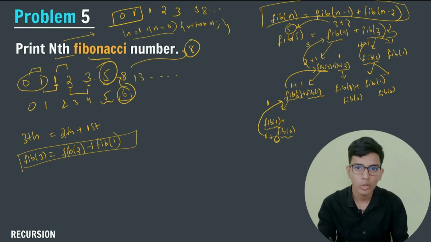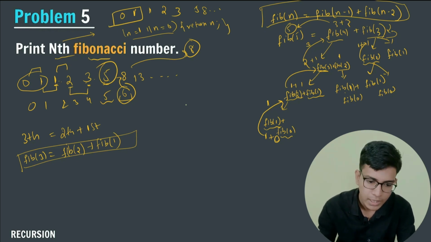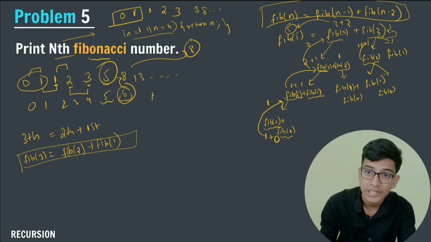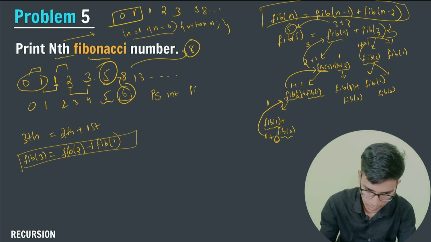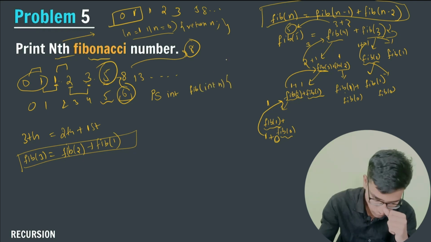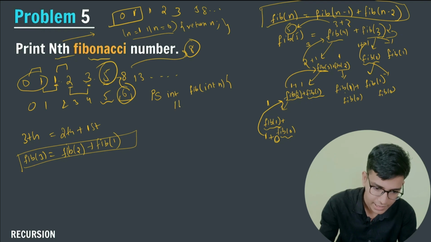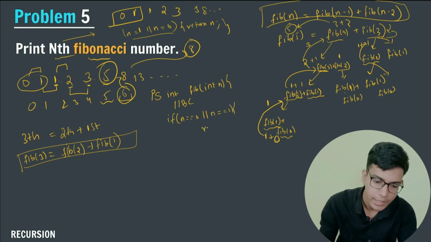So let me write the pseudocode so that you will understand it even better. Here I am going to write my pseudocode. I am going to return the nth term present in my Fibonacci series. So I write a public static int function fib, passing int n. First of all, my base case is: if n becomes 0 or n becomes 1, then simply return n.